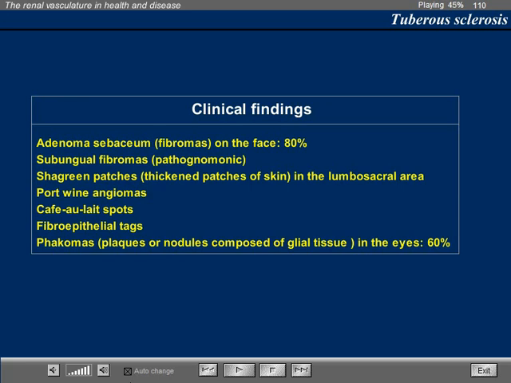It is seen in the fingernails or in the toenails. Shagreen patches, which are thickened patches of skin in the lumbosacral area, can be observed. Port wine angiomas and café au lait spots may be seen, as one may see with other conditions such as neurofibromatosis or Albright's syndrome. There are also fibroepithelial tags and yellow plaques in the retina called phacomas, which represent the proliferation of glial tissue in the retina of the eye, seen in 60% of patients.